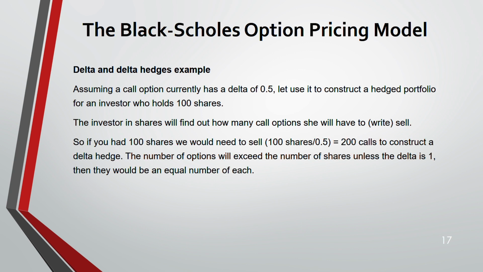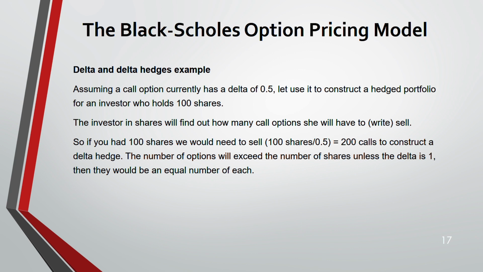So if you have 100 shares, which formula are you going to use? You want to find out how many call options to sell. It will be 100 divided by 0.5, that is, 100 divided by that delta N(d1), which will give you 200 calls. That means if you have 100 shares, we would need to sell 200 calls to construct a delta hedge. The delta value is already given as 0.5. To have the 0.5, for the 100 shares that you're holding, you need to sell 200 calls.